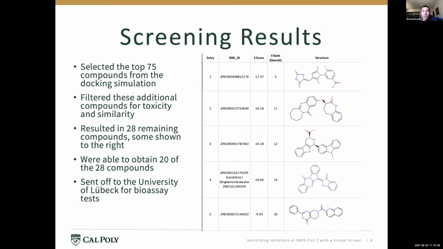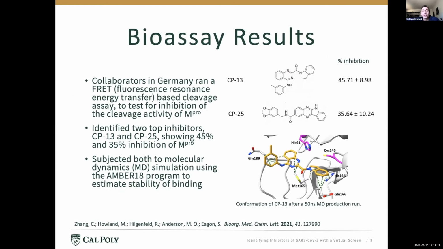And you can see some of those examples on the right there. We've got the ZINC database ID, their energy score, their rank, and structure. So once we had these 28 compounds, we went and tried to order them. So ordering them online, we got 20 of the 28 compounds on our door. So we packed those up and sent them off to Germany, the University of Lübeck, for more bioassay tests. And we only were able to get 20 of the 28 compounds because even though it's listed in a database that says it's commercially available, it's not always. You might not be able to reach the vendor. Sometimes they're just unavailable.